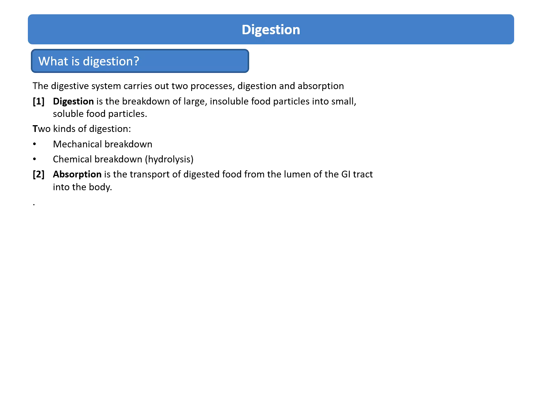Absorption is the transport of digested food from the lumen of the GI tract, that's the space inside, into the body. So you remember the hole in the donut is technically outside of the body. Absorption brings the nutrients into the body.